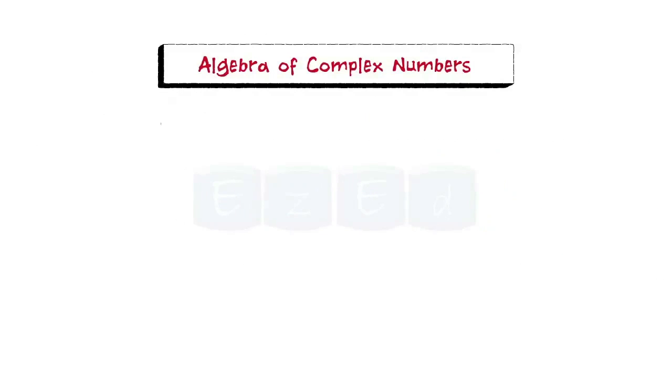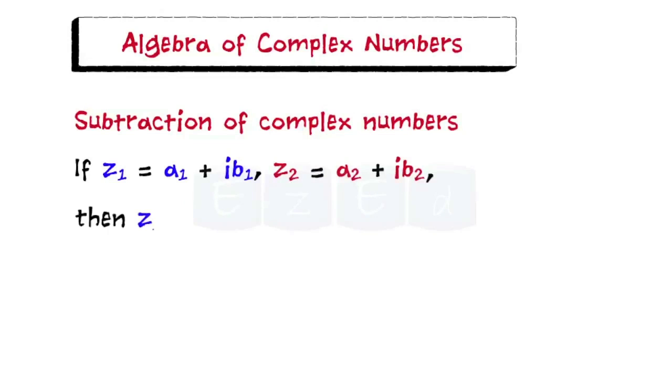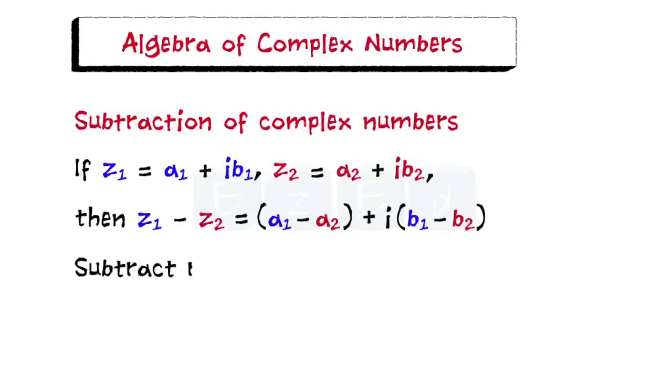Next, we look at subtraction of complex numbers. If Z1 equals A1 plus IB1, Z2 equals A2 plus IB2, then Z1 minus Z2 equals A1 minus A2 plus I times B1 minus B2. It basically says subtract real parts and subtract imaginary parts.